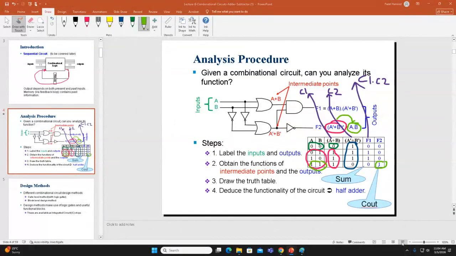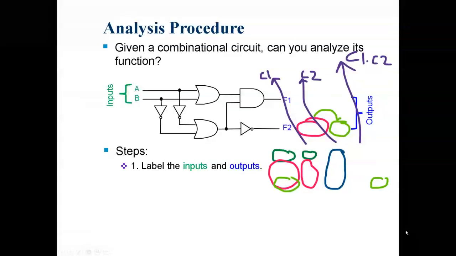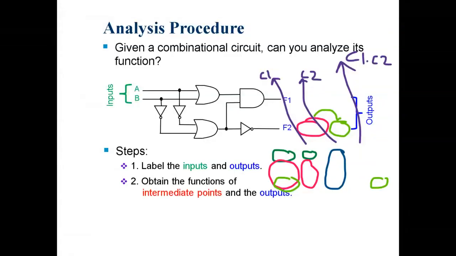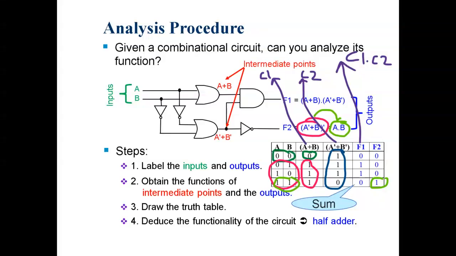Can you see here? So what is the first step? We identify and label the inputs and the outputs, then we derive the expression for the intermediate points and the outputs, and then we draw the truth table, and then we deduce the functionality of the circuit. So now if you look at the functionality of the circuit, the first output is your sum, and the second output is your C out. And how? I will explain this.